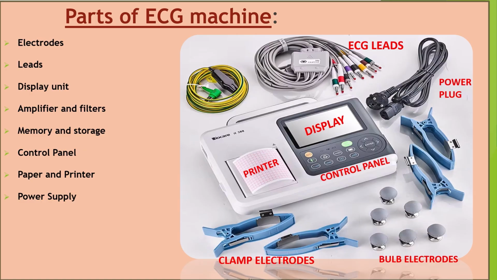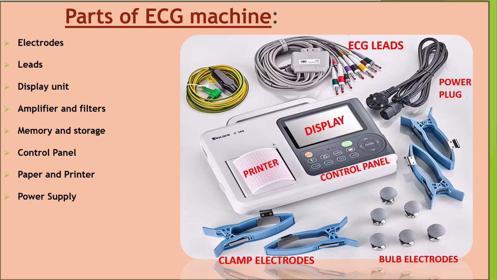Next is the power source. The power source is very important because the ECG machine requires consistent electricity to function properly. Most ECG machines include backup battery systems to supply power during unexpected power failures or during critical procedures, and ensure continuous operation. Then of course, paper and printer. ECG machines print the recorded ECG tracings on a special graph paper.